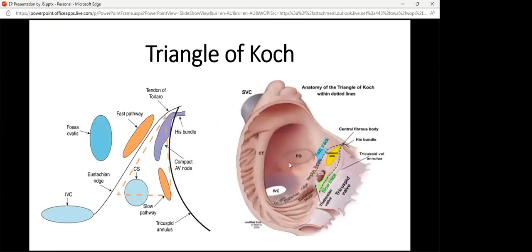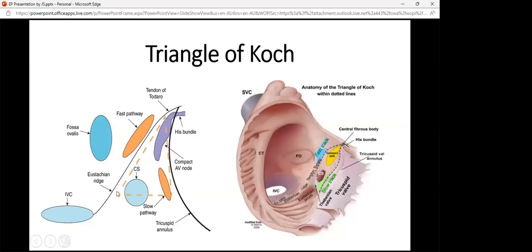Some important anatomy to understand within the right atrium, especially for the electrophysiologist who's doing the study, is this anatomical structure that we've probably all heard of: the triangle of Koch, an anatomical triangle they use to understand certain landmarks within the right atrium. Anteriorly, the tricuspid annulus creates one side of the triangle. Posteriorly we have the tendon of Todaro and the eustachian ridge within the right atrium, and at the base we're using the ostium of the coronary sinus, where that enters.